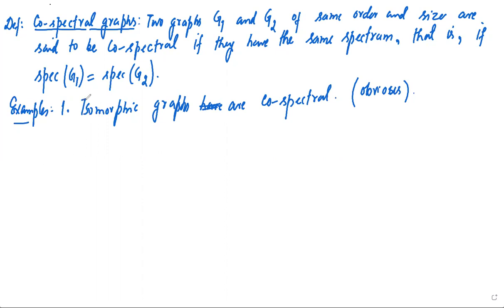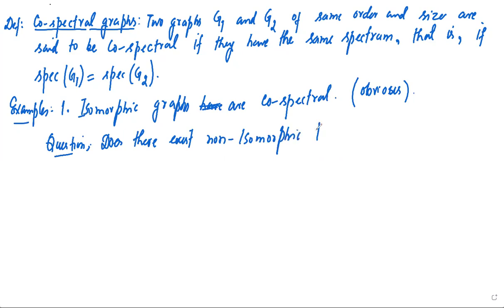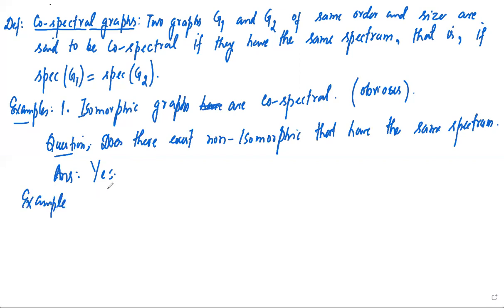Now, we will try to look for non-isomorphic graphs that have the same spectrum. So our question is, does there exist non-isomorphic graphs that have the same spectrum? And the answer to this question is in the affirmative. In fact, there exist non-isomorphic co-spectral graphs. Here we shall take the example of two non-isomorphic graphs that have the same spectrum. So this shall be our example number 2.